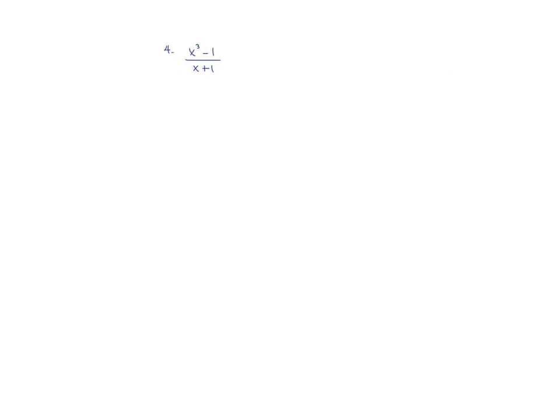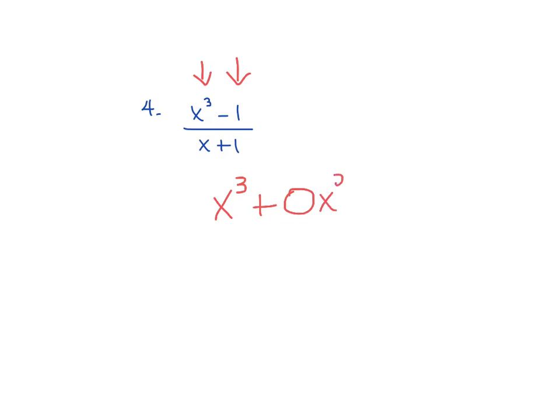Okay, notice this last one. It's jumping from an x to the 3rd power to a constant. Now, when I go to set up my problem, I can't have any gaps. I've got to think of it like a countdown. So I'm going to go from 3 to x squared to x to 1. So I'm going to add in some placeholders. I'm going to start with my x cubed. I'm going to put in a 0x squared to hold the spot, then a 0x, and then finally my constant.